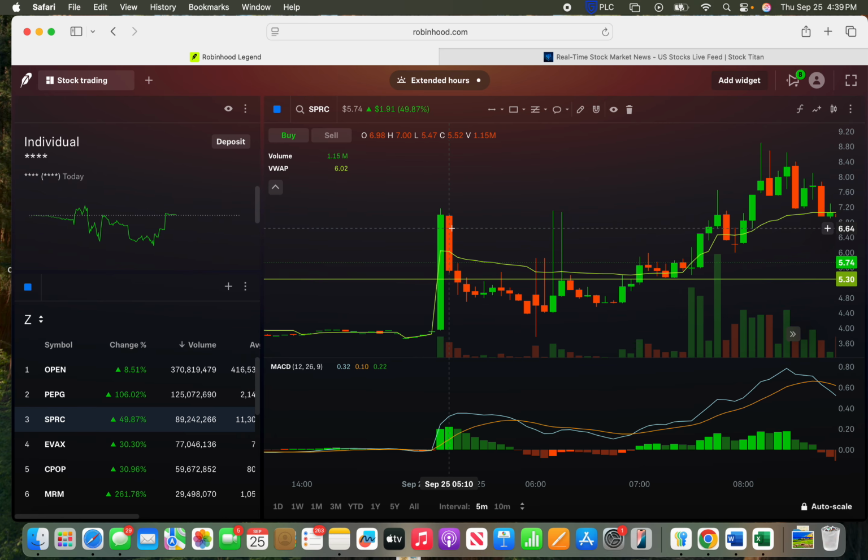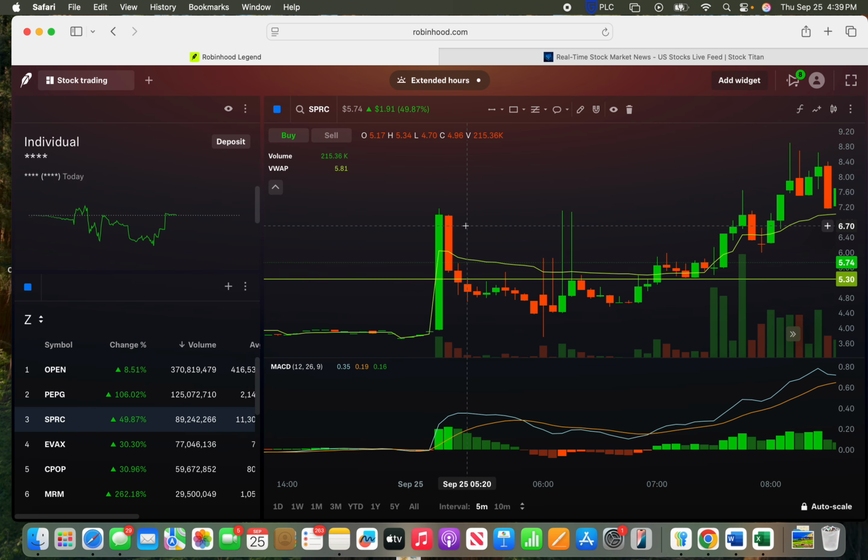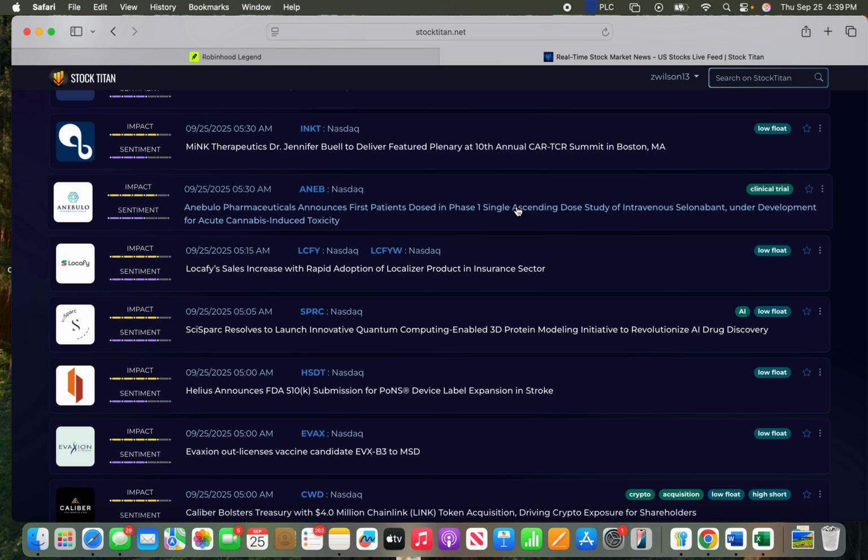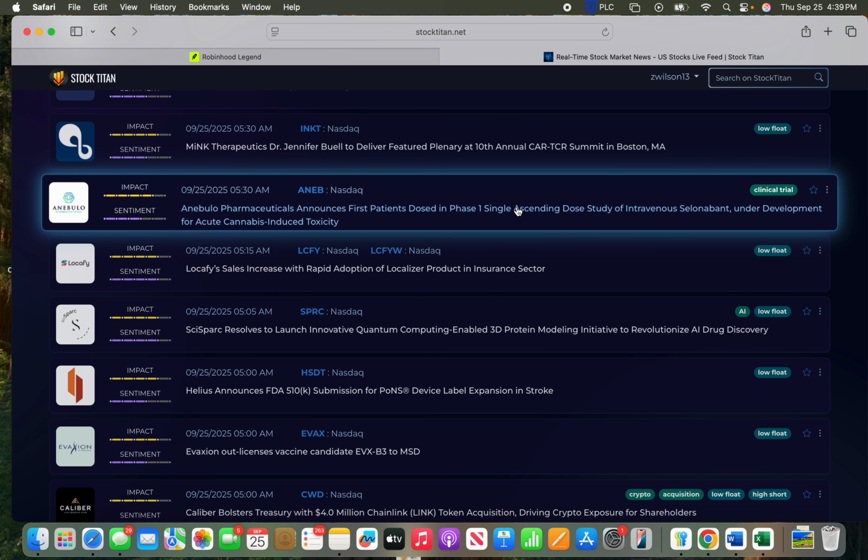If I would have sold somewhere up here, because in reality, this big candle right here is a bullish candle. Yeah, this one was a tough one. But anyway, that's how I find them on Stock Titan.